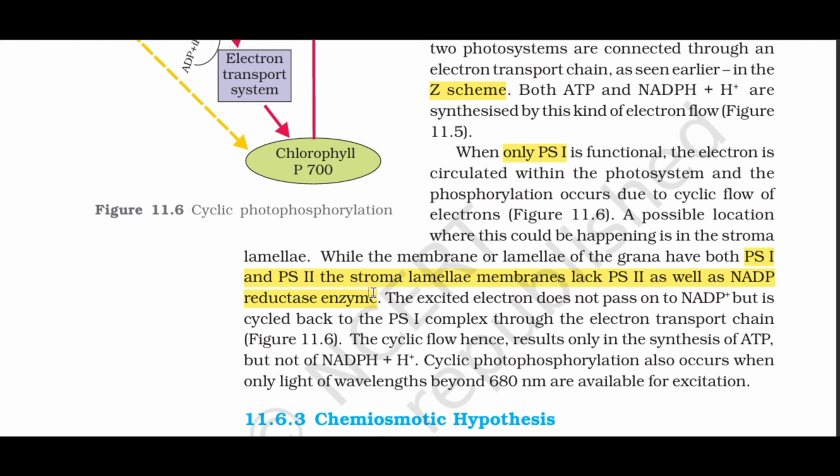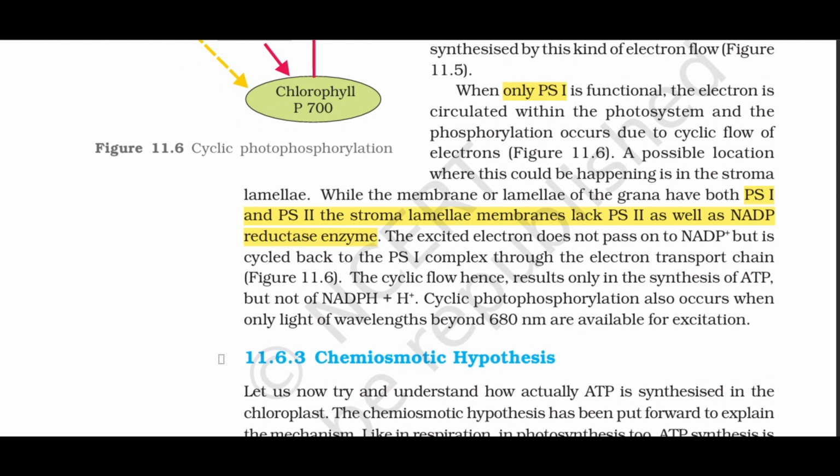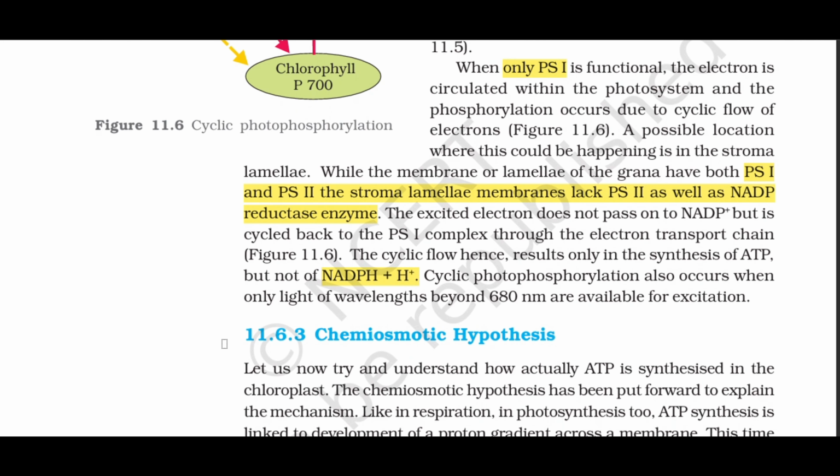The excited electron does not pass on to NADP+, but is cycled back to the PS1 complex through the electron transport chain, figure 11.6. The cyclic flow hence results only in the synthesis of ATP, but not of NADP+H+. Cyclic photophosphorylation also occurs when only light of wavelengths beyond 680 nanometers is available for excitation.